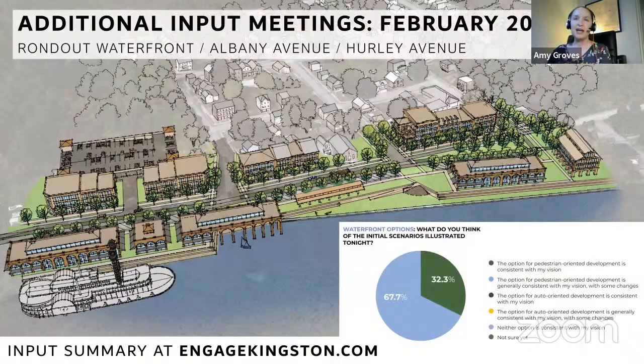I mentioned in February, we had a couple of meetings focused on the Rondout waterfront, as well as Albany Avenue and Hurley Avenue. In these areas, we had some questions about what the community vision is for the urban form and the mix of uses in the area. So we did some test drawings and gathered some feedback. And again, we have a brief summary report now up on the website. So if you missed any of those meetings, you can get up to speed on the drawings that we showed and the input we received from those meetings.